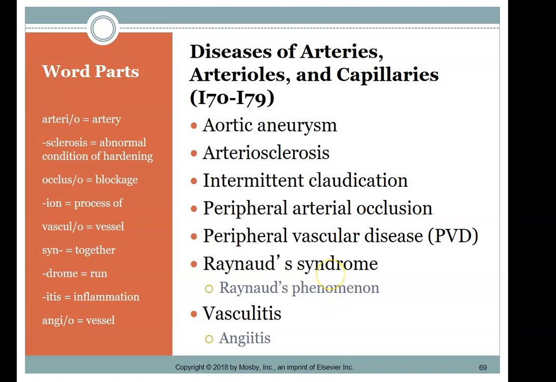And then you've got your word parts. Arterio is artery. Sclerosis is abnormal condition of hardening. Occluso is blockage. Ion is the process of. Vasculo is vessel. Syn equals together. Drome equals run. Itis is inflammation. And angio is vessel.